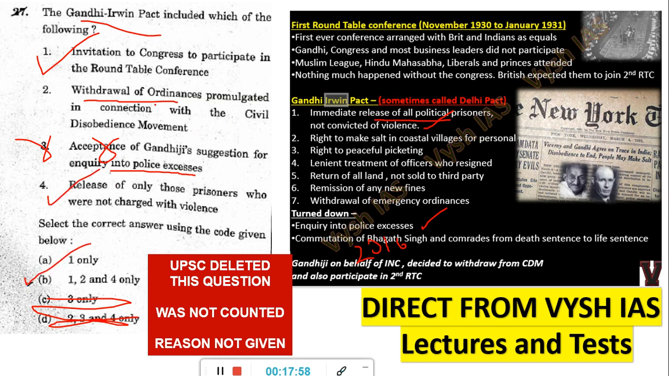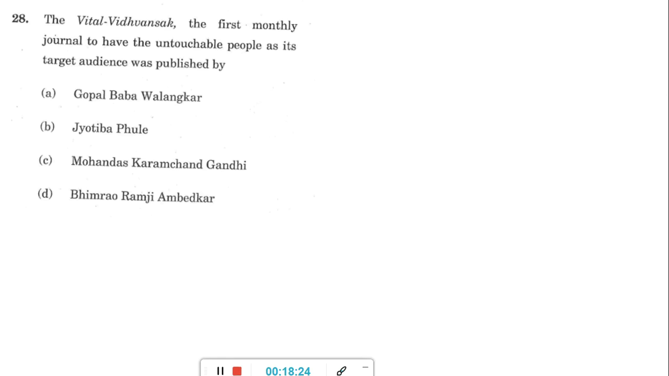But 2, if you see, the Civil Disobedience Movement, obviously, to withdraw that and all is there, but withdrawal of ordinances promulgated in connection. So maybe that statement phrasing was wrong, and that is the reason UPSC eliminated it. But still, many people would have done this question and lost 2 marks just because UPSC skipped this. You could have got 2 marks, but UPSC did not even count this question. So according to me, the answer here is 1, 2, 4. But this question was deleted from the UPSC counting.